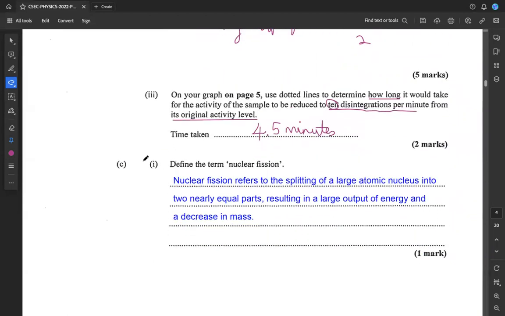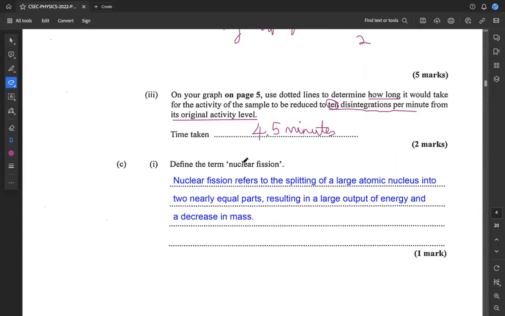So for part C now, part 1, we are supposed to define the term nuclear fission. So nuclear fission refers to the splitting of a large atomic nucleus. So we have a large atomic nucleus, and we're going to split that into 2 nearly equal parts, and that's going to result in a large output of energy and a decrease in mass.